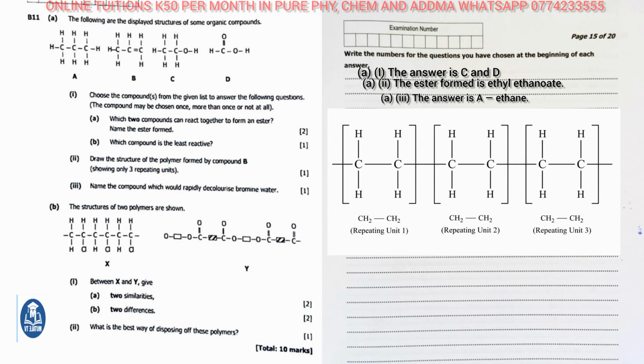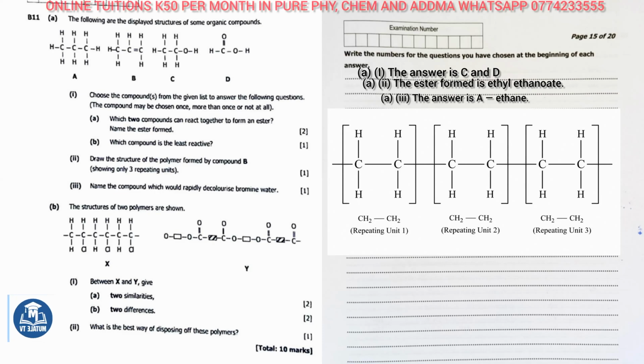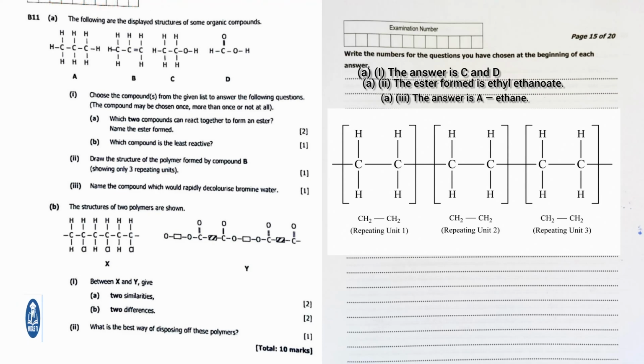Group the carbons in pairs to represent the 3 repeating units. You can draw brackets around each CH2 to CH2 group to clearly show the repeating unit. For 3 units, show 3 of these pairs joined together in a continuous chain.